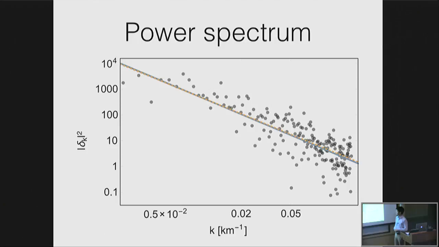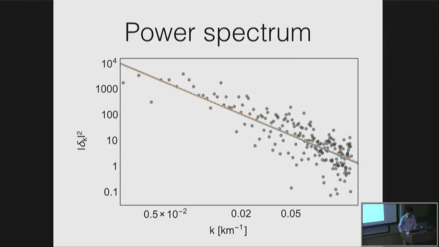And you can see the predicted curve of k to the minus 2 in orange, and the best fit curve that I obtained by doing a best fit in blue. And it actually doesn't matter which one is which, because you can see that the two curves are basically right on top of each other. So there's excellent agreement at this level, at least, between theory and observation.